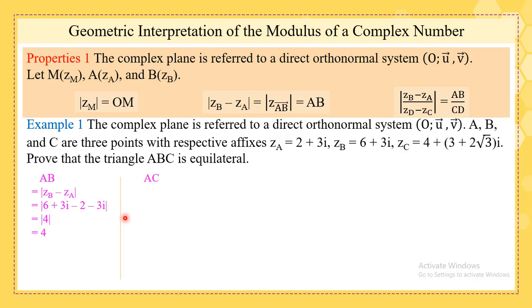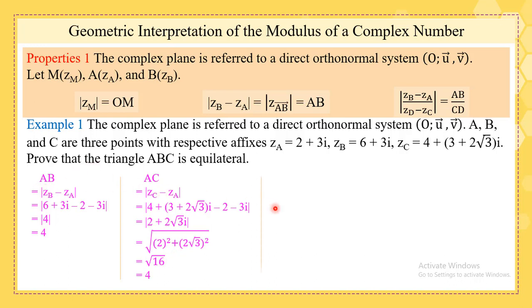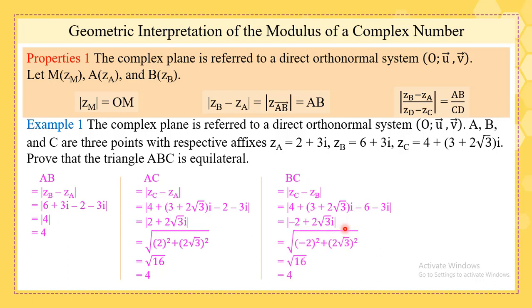Well, if we continue similarly, what is AC? It's the modulus of ZC minus ZA. By replacement, we get this answer, and the modulus of this quantity, applying the square root of a squared plus b squared, would also be 4. So till now I know that AB is equal to AC. And if we find BC, this is the modulus of ZC minus ZB. It will be the modulus of this quantity, which is also 4. So by now I know that AB is equal to AC is equal to BC, so the triangle is equilateral.